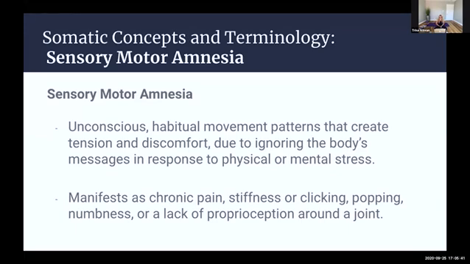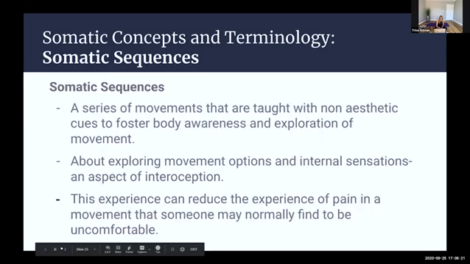So this can often manifest as chronic pain, which I should change to persistent pain because it's a more pain science informed term. So I'm going to remember to do that. Manifest as persistent pain, stiffness, clicking, popping, numbness, or a lack of proprioception around a joint. And I know many or most of you are teachers, and you probably have a student or 2 or 5 or 10 or 50 that maybe have some sensory motor amnesia. And it can often be hard to help them. And this is one of the places in which somatics can really help.